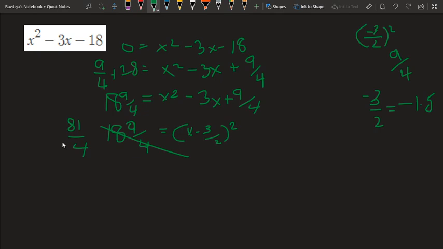Now we can subtract 81 over 4 on both sides, and then we finally get our vertex form, which is x minus 3 over 2 squared minus 81 over 4. And that is our vertex form for this example.